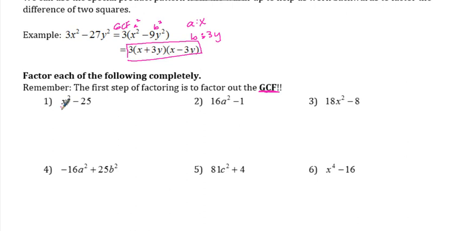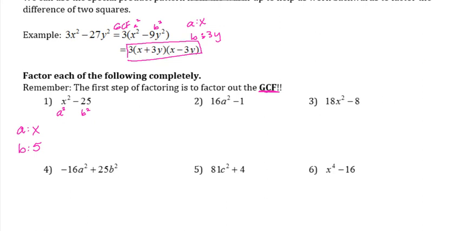I do see that there is something squared minus something squared, so I immediately think, all right, we're going to think of this as a squared and this as b squared. If that's the case, what must a have been? A must have been x. What must b have been? B must have been 5.